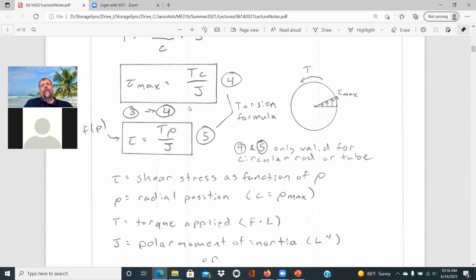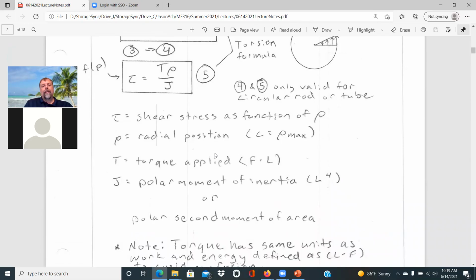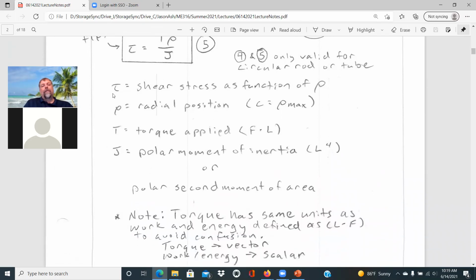The main thing to be aware of, though, is that equations 4 and 5 are only valid for a circular rod or tube. And we'll talk about that here in a second, about the impact of the polar moment of inertia as we discuss that further. But again, tau is our shear stress. It's a function of rho. Rho is the radial position. C is when rho is equal to the maximum value.